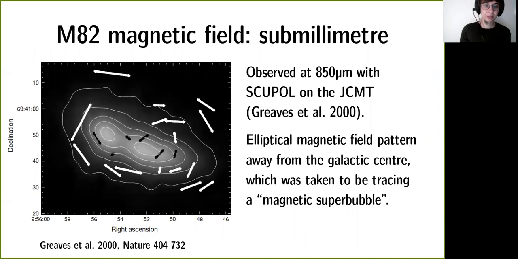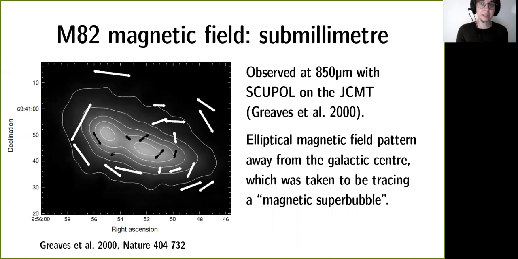So emission polarimetry is not a new game, and emission polarimetry on M82 isn't either. M82 was observed at 850 micron with SCUPOL, the predecessor to Pol 2, on the JCMT back in 2000 by Jane Greaves. And what they found is, I show here, a broadly elliptical magnetic field pattern away from the galactic center, which they took to be tracing what they called a magnetic superbubble driven by the superwind.